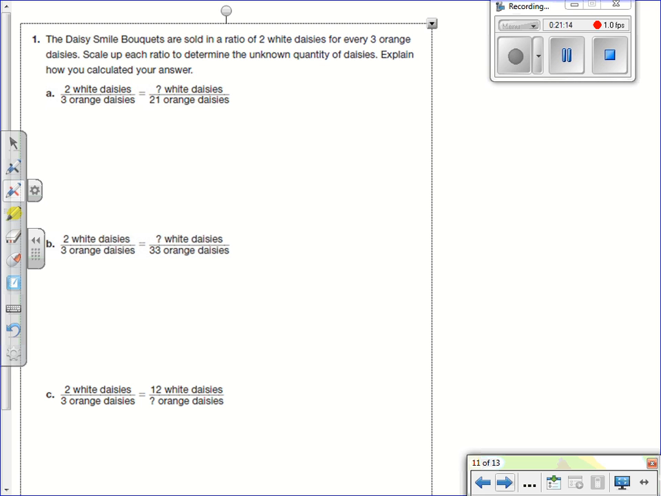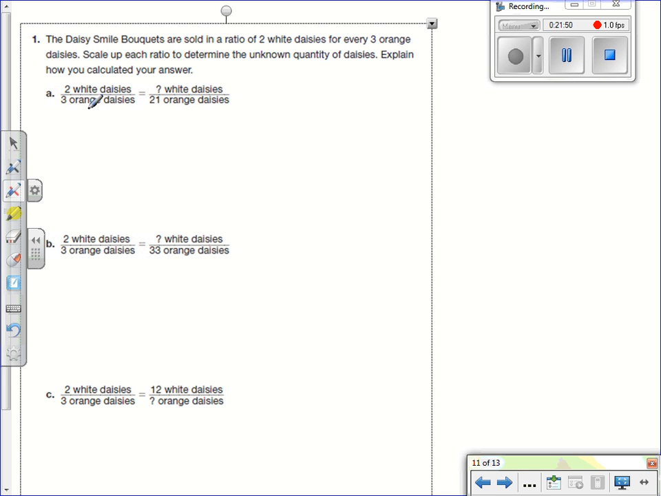Number 1 says the daisy smile bouquets are sold in a ratio of 2 white daisies for every 3 orange daisies. Scale up each ratio to determine the unknown quantity of daisies. Explain how you calculated your answer. Well, in this first one, I have 2 next to an unknown value. So white daisies are on top on both. This is important because when you're talking about these things, the units have to match up. So white daisies are on top in both fractions. Orange daisies are on the bottom in both fractions.